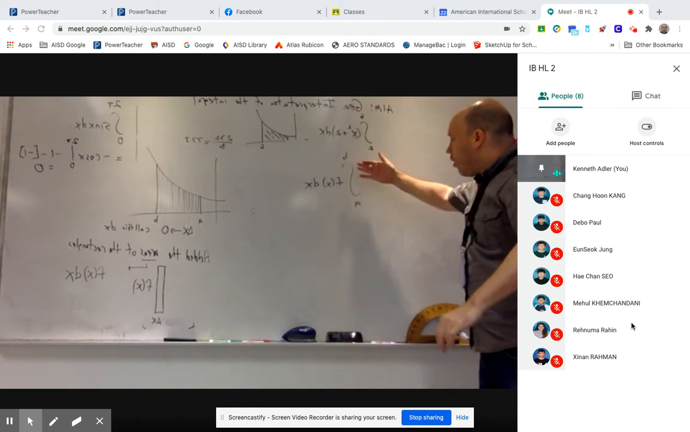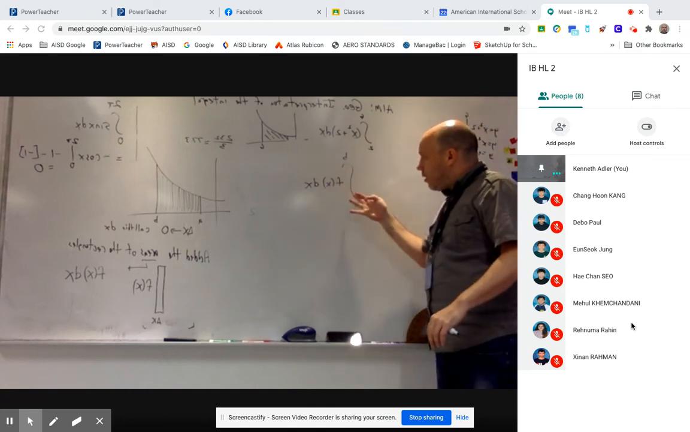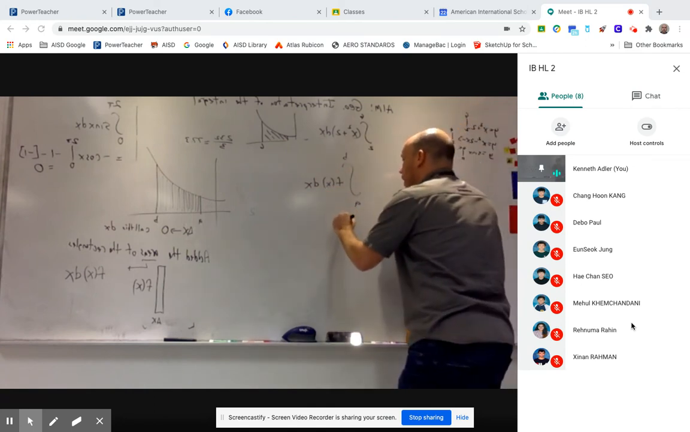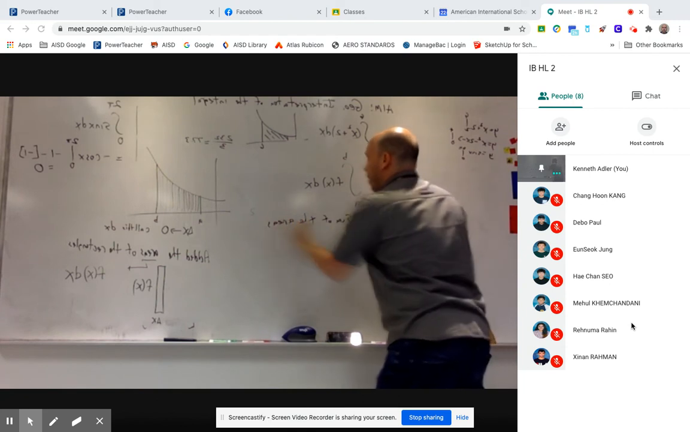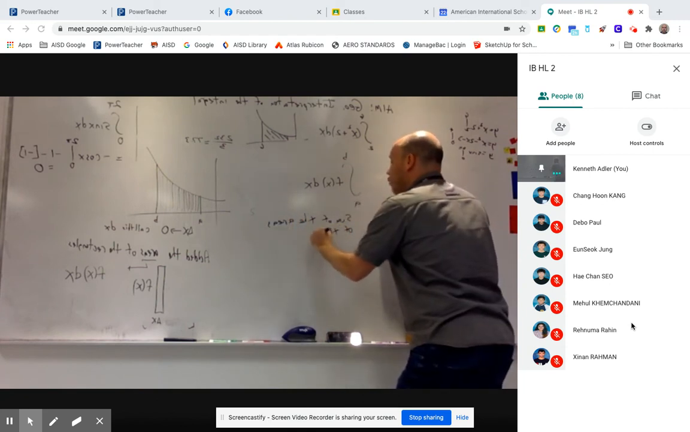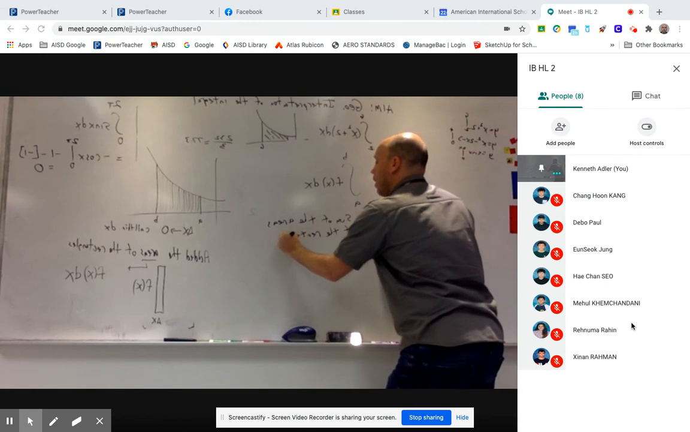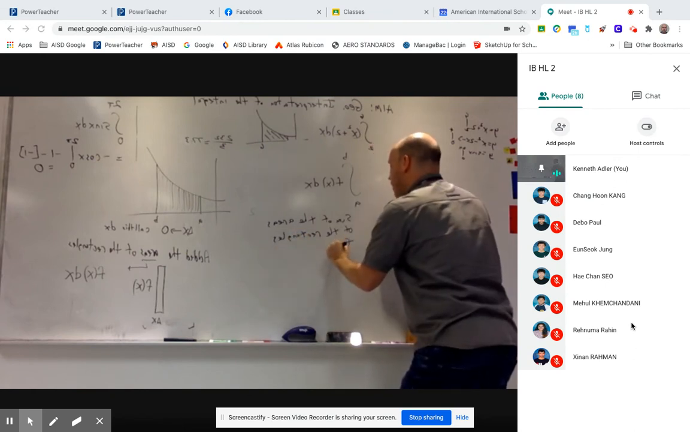So the integral, when you see this, this means the sum of the areas of the rectangles from A to B.